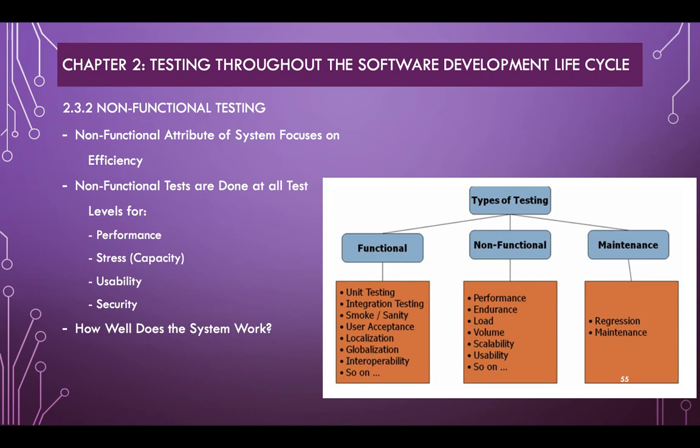2.3.2 Non-functional testing. Non-functional attributes of the system focus on efficiency, like how well or how fast something is done. Non-functional tests are done at all test levels for performance, stress, like the software capacity, usability, and security. The overall concern here is how well the system works.